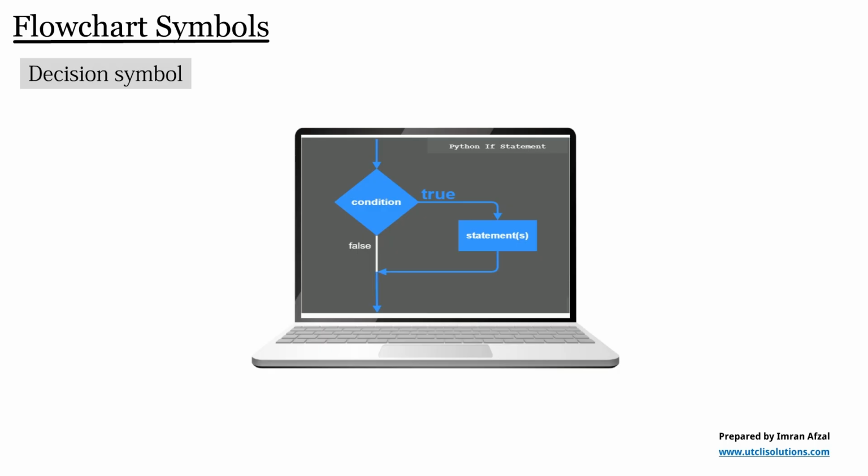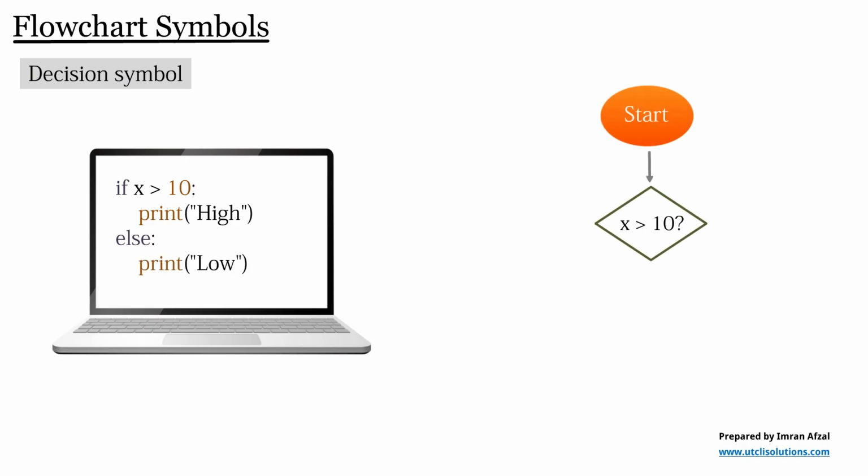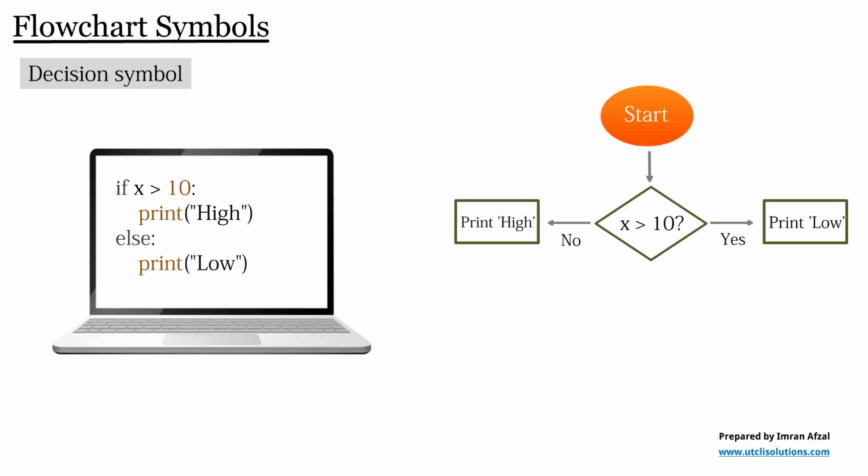Suppose you write an if statement like if x is greater than 10, print high, else print low. The diamond symbol shows this decision and two arrows come out of it, one for yes and one for no. The flowchart makes it easy to understand that the program changes its behavior depending on the value of x.